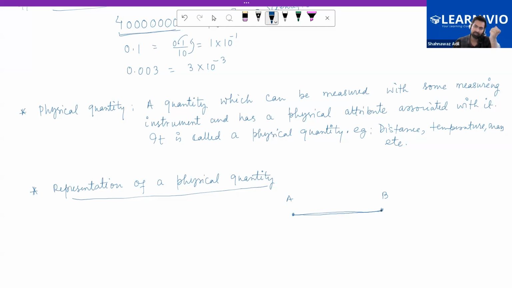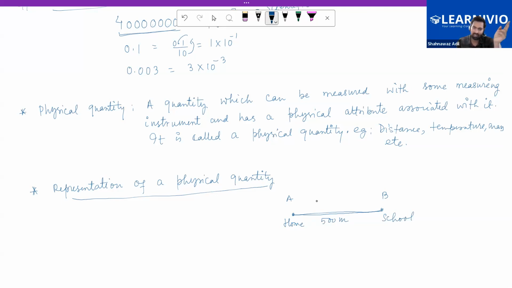For example, you can give me an example. Let's say, what is the distance between your home and school? Let's say this is your home, and this 500 is in meters? 500 meters, right?